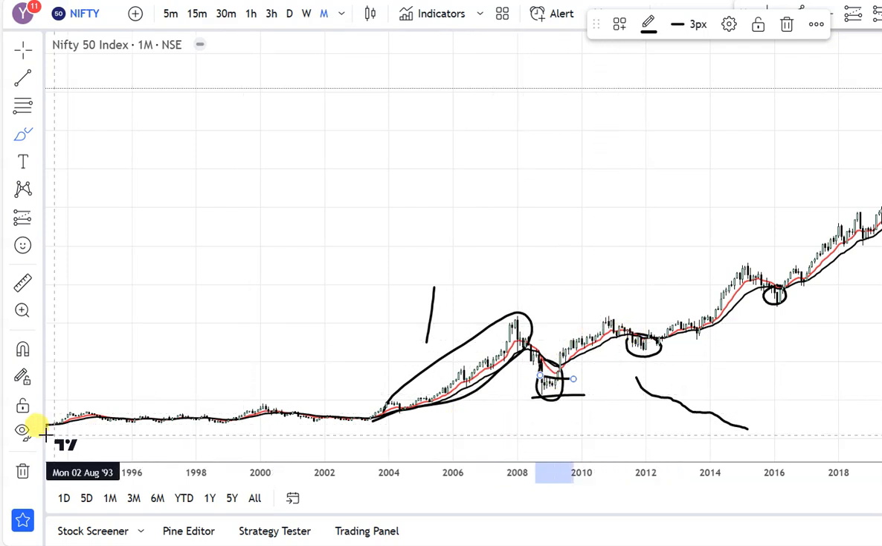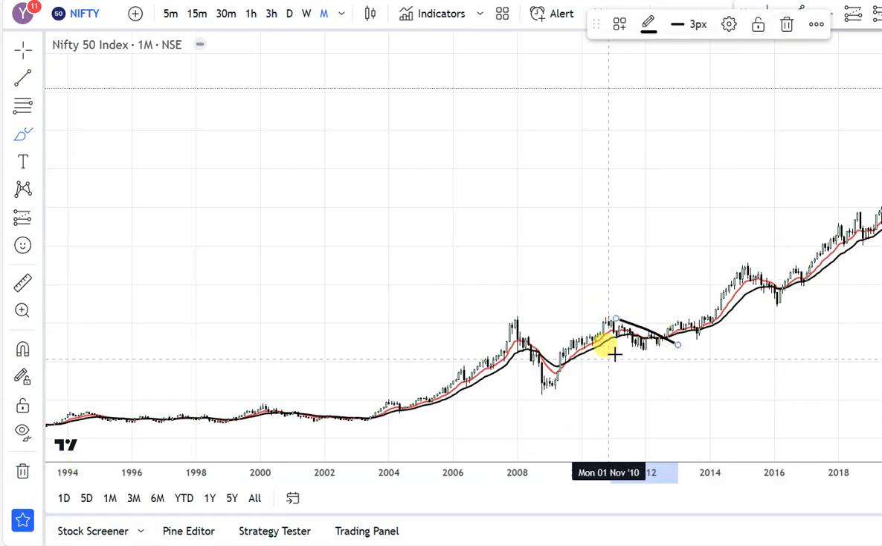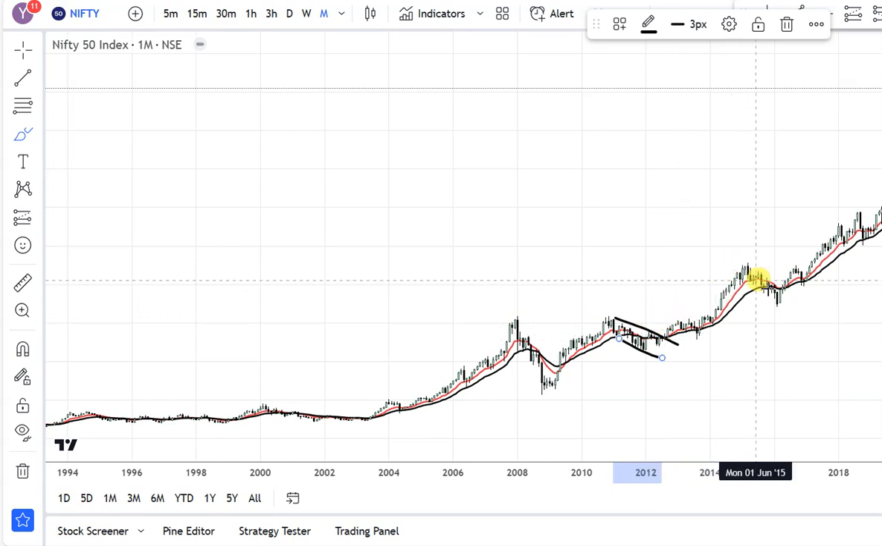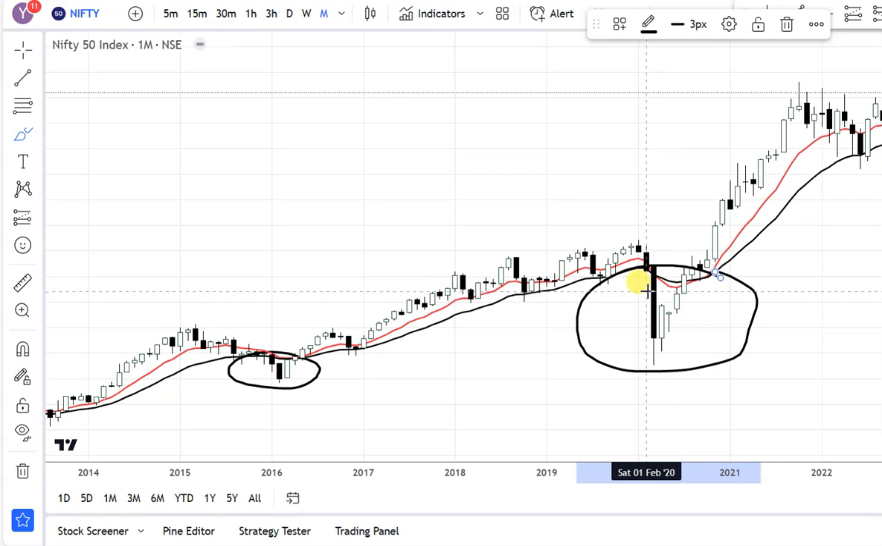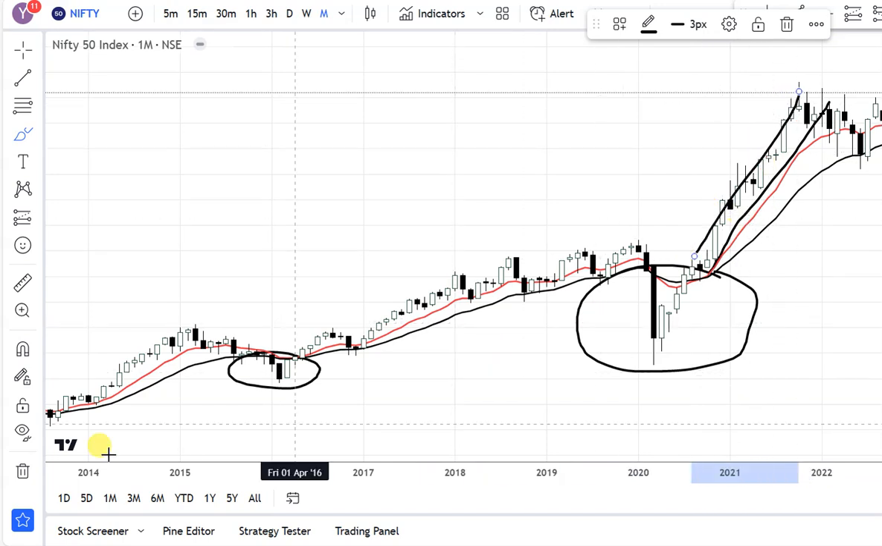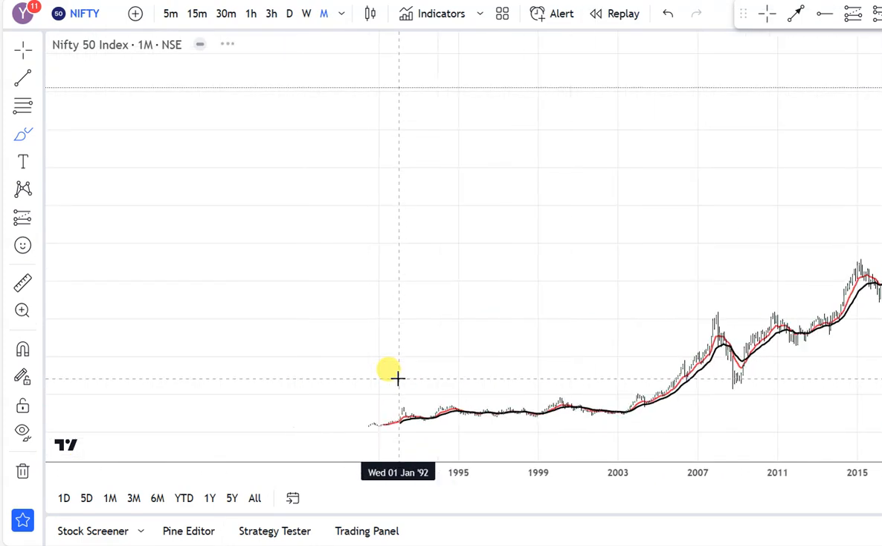When the sideways base was broken, it went up again. It came down again, but again 10 crossed 20 and the rally happened. Again in 2 months the rally happened. Then this was COVID: first month, second, third, fourth, fifth month, and the rally happened. So even if 10 is crossing below 20, the market has not gone into depression.